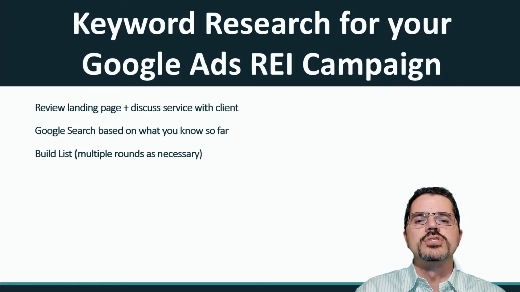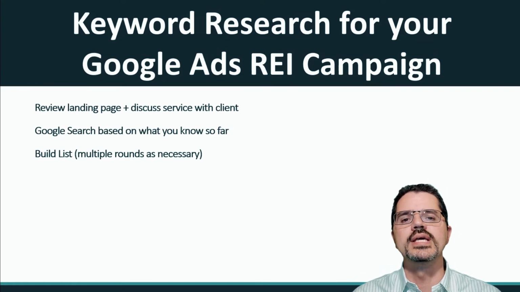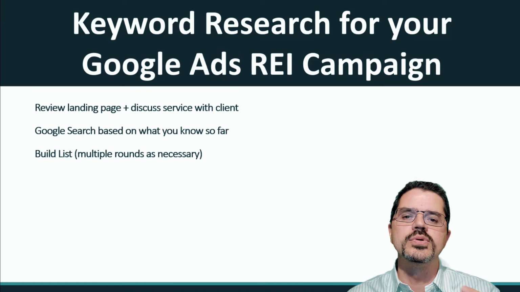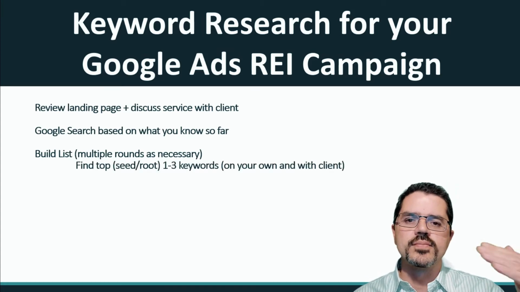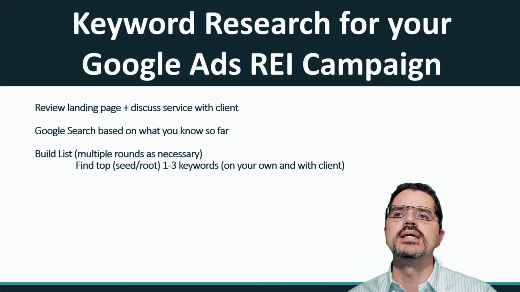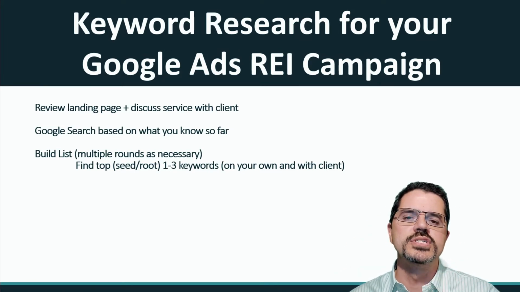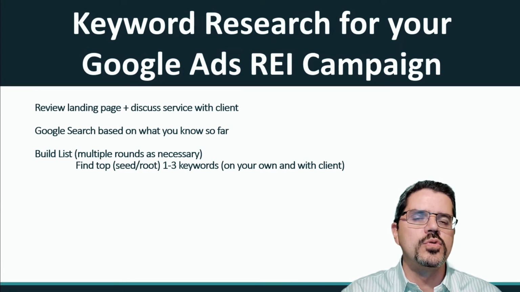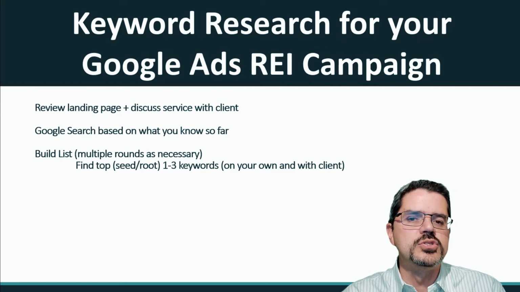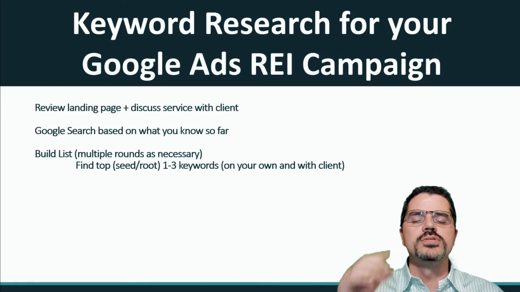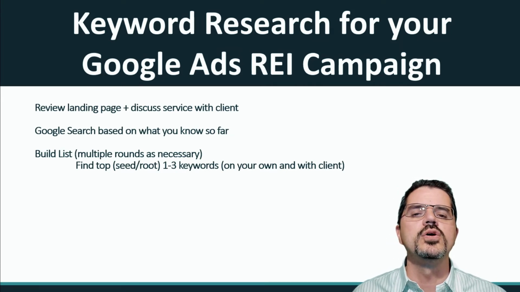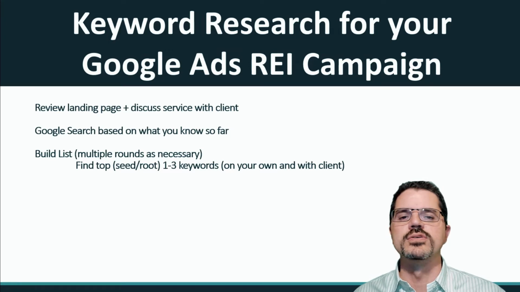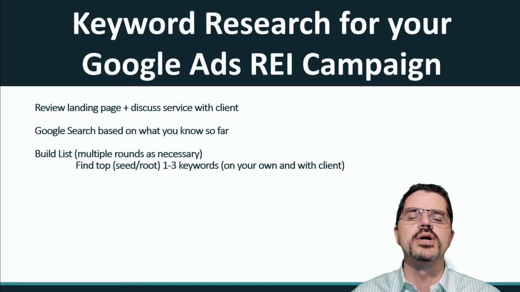Next thing you want to do is start building your keyword list. You're going to be doing this through a series of rounds, with the first item in each round being to find the top or seed root 1 to 3 keywords, either on your own or with your client. The first thing you want to do is do this on your own. Once you believe you have a few good keywords, talk it over with your client, your investor, your broker, whoever you're working with, your partner.